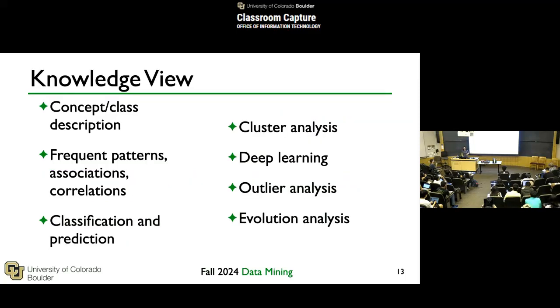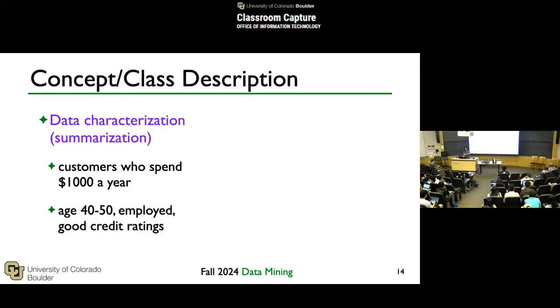Knowledge, this of course we're going to spend a lot of time on. There are many different things you can learn from the data. We have a few different high-level summaries here. First one, concept or class description. A lot of times with data, you want to characterize your data by identifying some properties that are common for your data set.